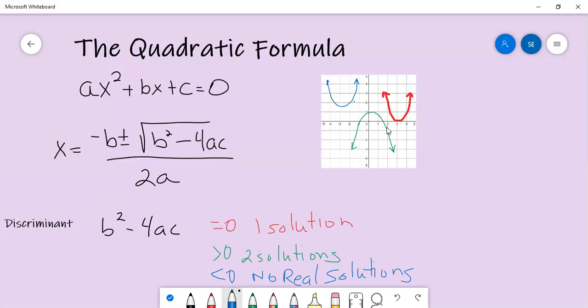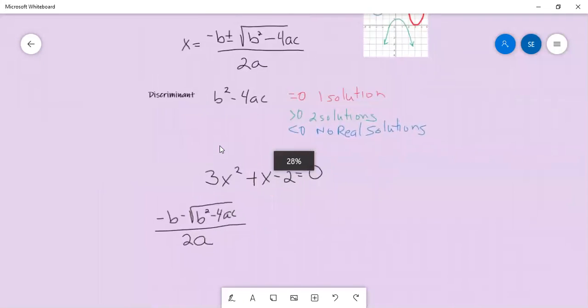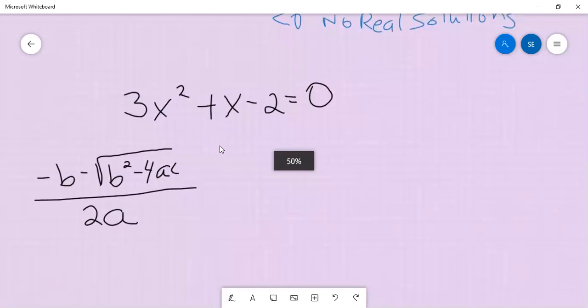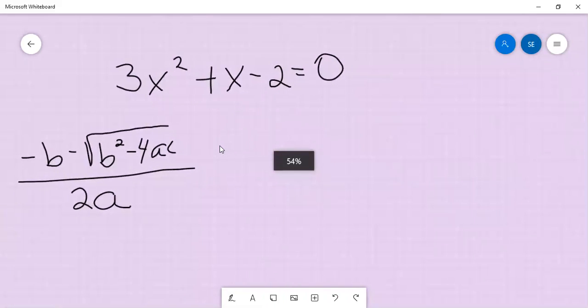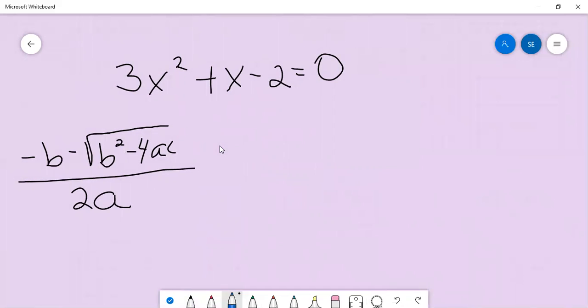Okay, so we can tell a lot just by looking at this discriminant portion of our quadratic function. Okay, so I wanted to go through just a couple of examples on how to use that. So I have a function down here. Now we may be able to solve this by factoring, but we certainly can use the formula for solving our quadratic equation.